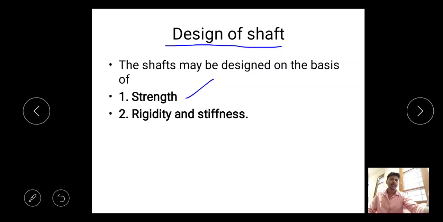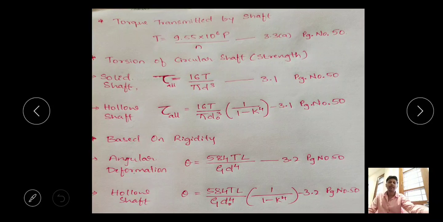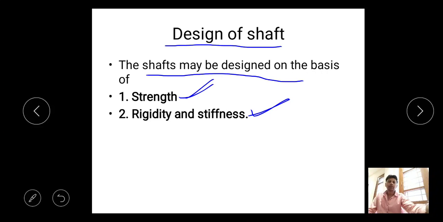A shaft may be designed on the basis of strength or on the basis of rigidity or stiffness. Here we are studying the methods of how to design a shaft. For that you have two methods: one is the strength method, and one is the rigidity method.